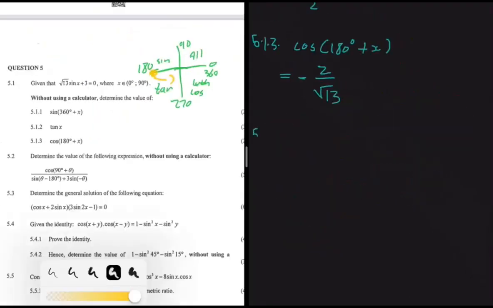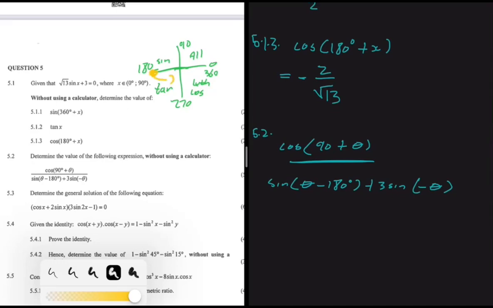Let's do 5.2. 5.2: determine the value of the following expression without using a calculator. So we have cos of (90 plus theta) divided by sine of (theta minus 180 degrees) plus 3 sine of (minus theta). When I get a problem like this, I actually put it in the calculator first, so that I can get an answer, and instead of just solving, I'm now actually proving.